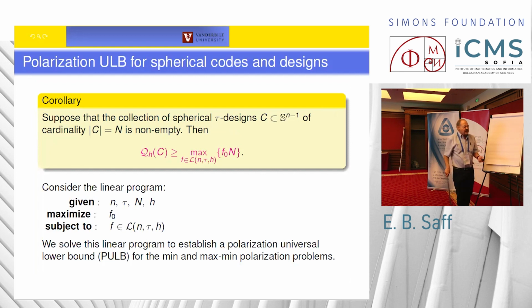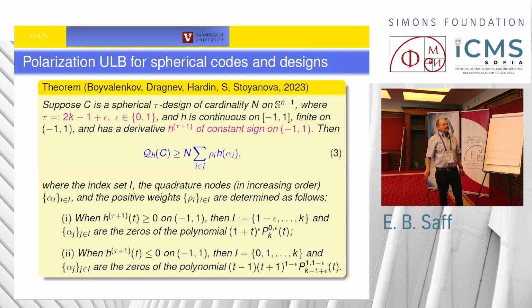You solve this linear programming problem, which is you're given your dimension, your tau, capital N the cardinality, and your function h. You want to maximize over f naught, and only deal with functions that are in the admissible class. And so that leads to the following main result here. The main result is due to Peter Dragnev, my colleague Doug Hardin, and also Peter Boyvalenkov.